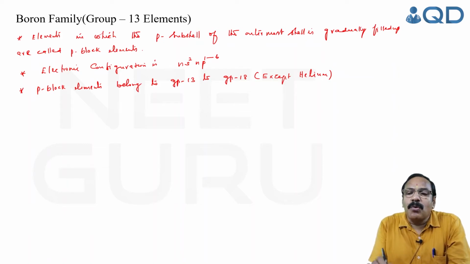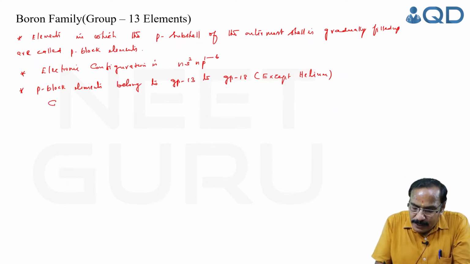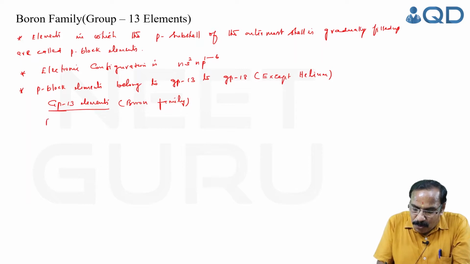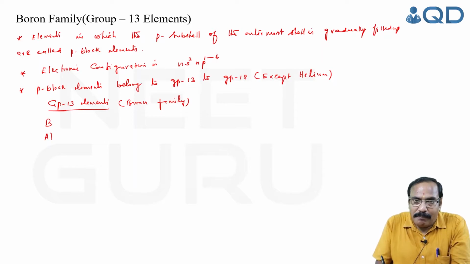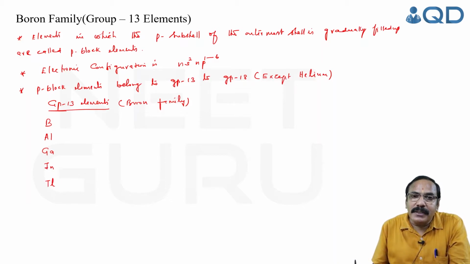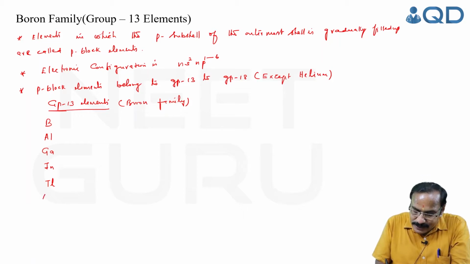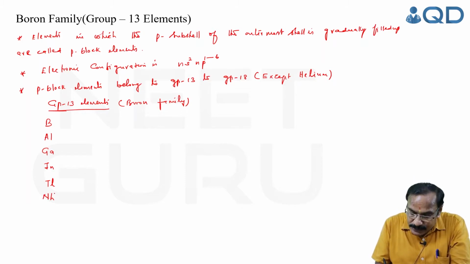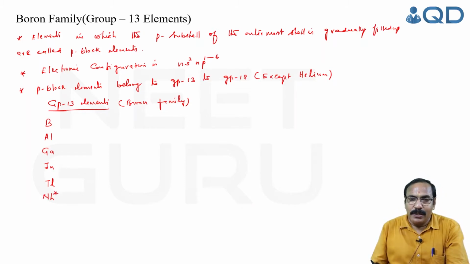Now let us look at boron family, group 13 elements. Boron, a typical non-metal, followed by aluminium, a typical metal: boron, aluminium, gallium, indium, thallium, and the newly discovered element of group 13, it is called nihonium. Please remember it. Nihonium is the newly discovered element which is artificially made and it is radioactive, Nh.